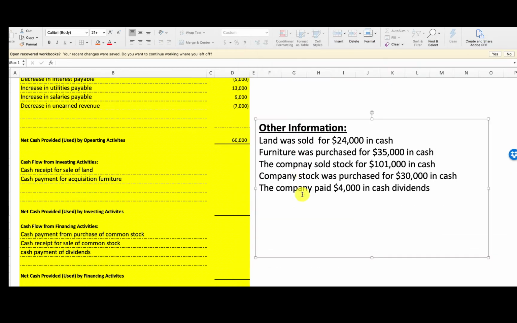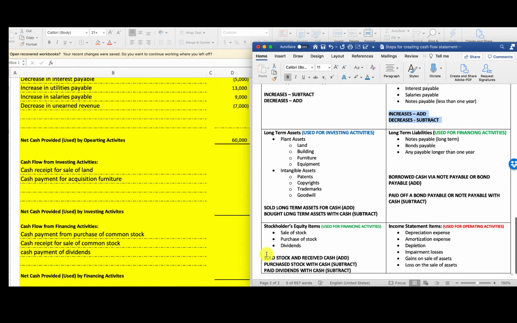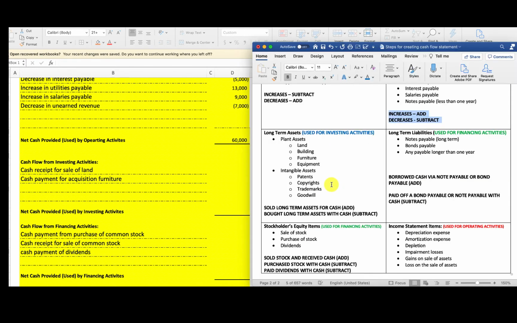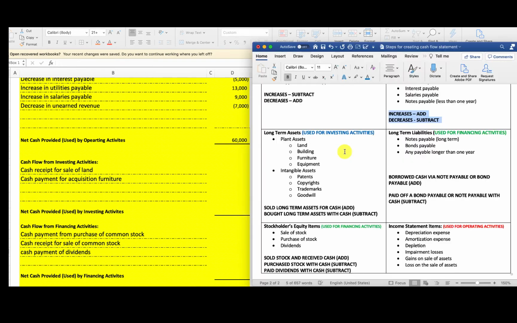So we have 5 items here: land, furniture, stock, and dividends. Well, stock is not a long-term asset. If you look over here, stock is in the equity section. Dividends are not a long-term asset. Dividends are in the equity section. And then more stock, again, that's in the equity section. We're only interested in things in the long-term asset section. So what are the 2 long-term assets? Land and furniture.